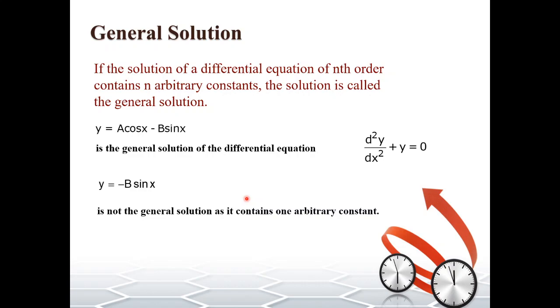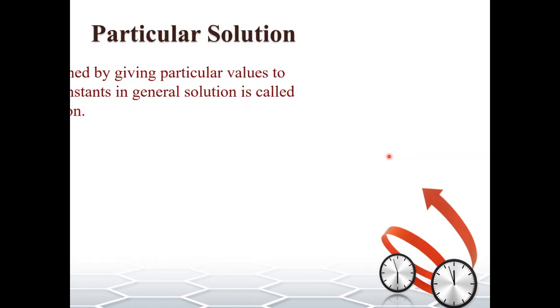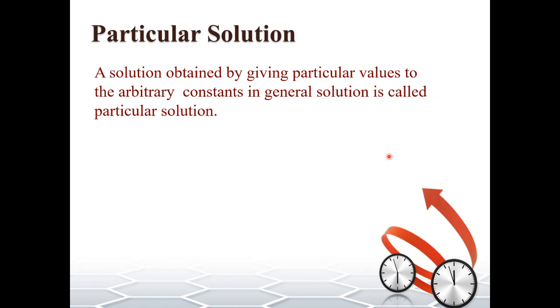If you have y = -b sin x, how many arbitrary constants are present? Only one arbitrary constant is present, which cannot be the solution. Why? Because here the differential equation is of order 2, so its solution should contain two arbitrary constants. Now what do you mean by particular solution? Giving particular values to the arbitrary constants. At random I cannot pick any value and assign it to the arbitrary constant. With some initial condition or by imposing certain conditions, we can easily evaluate the value of these arbitrary constants.